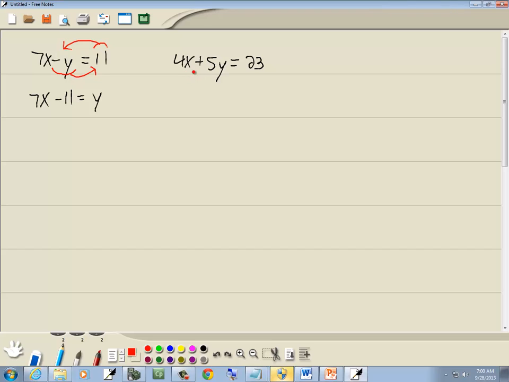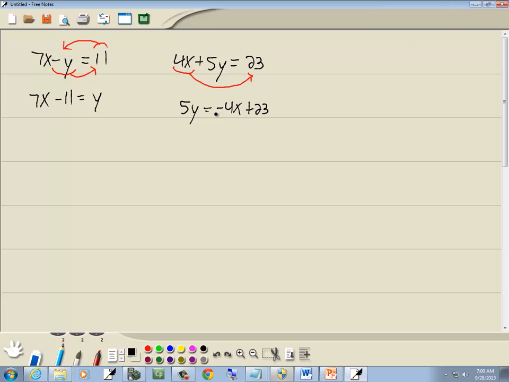Don't have any. Third step is get everything with the variable we're solving for on one side, everything else on the other side. So I'm going to take the 4x and move it to the right side. So we'll have everything with y on the left side, everything else on the right side. Remember, when you take anything across the equals, your sign changes, so it becomes negative 4x plus 23.